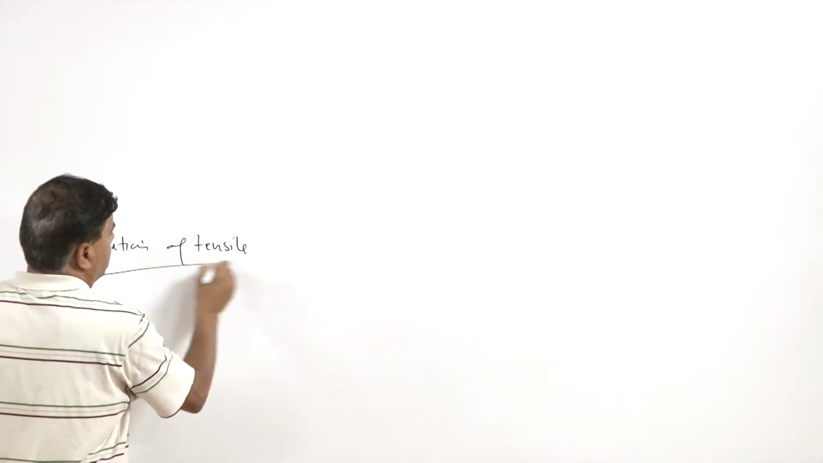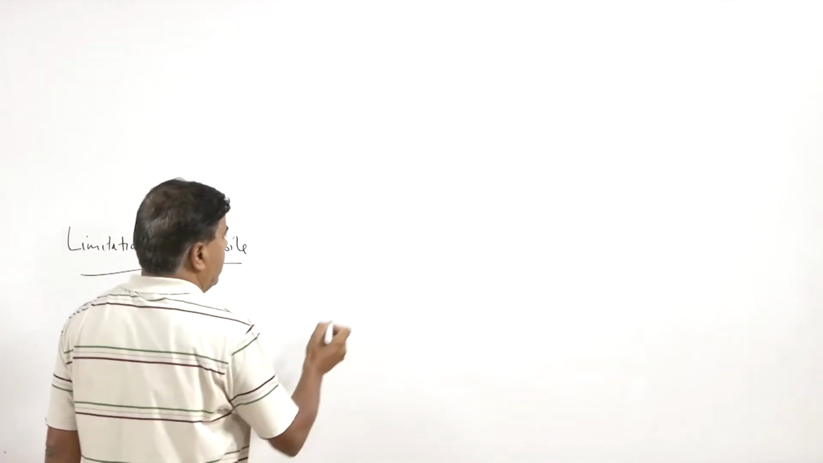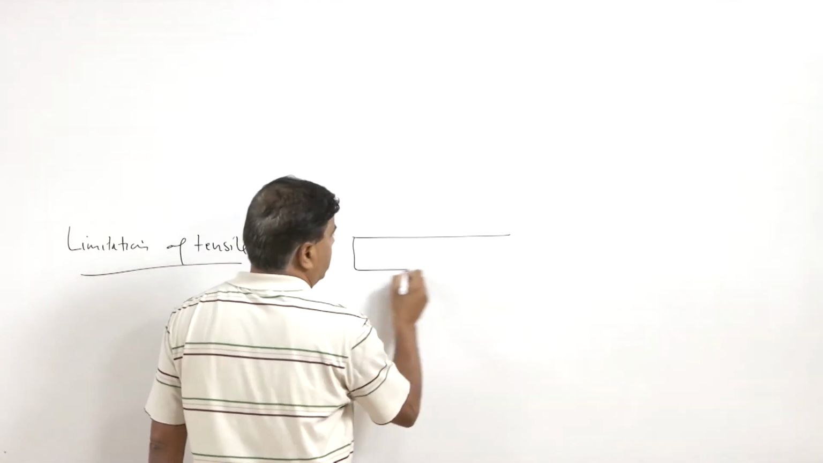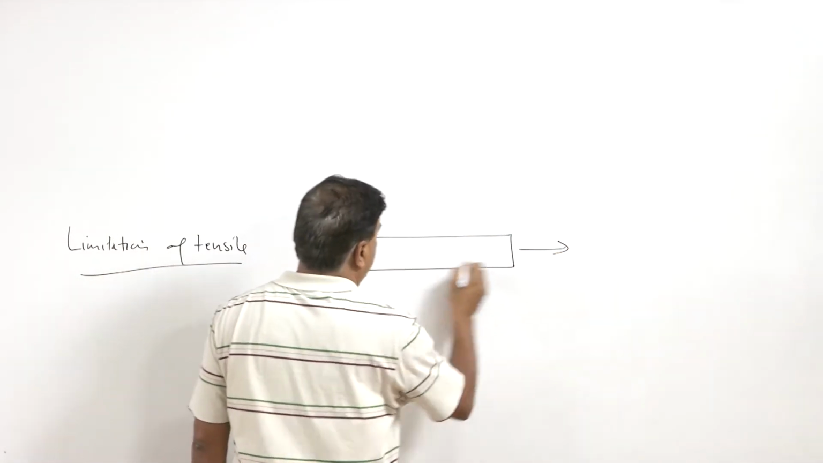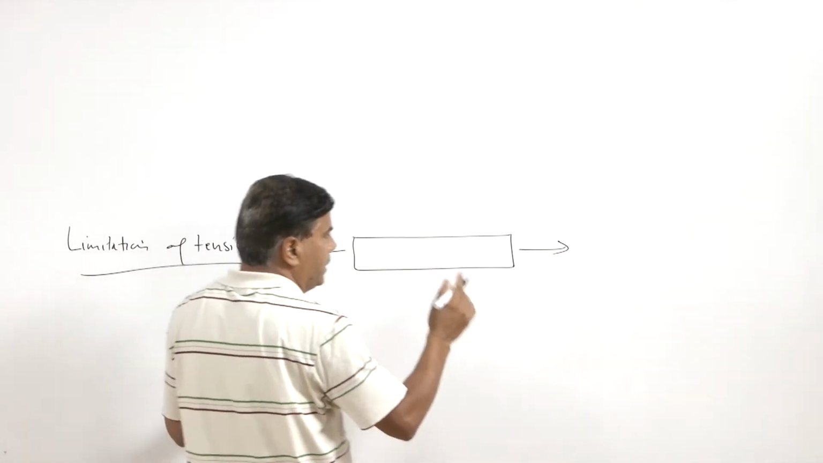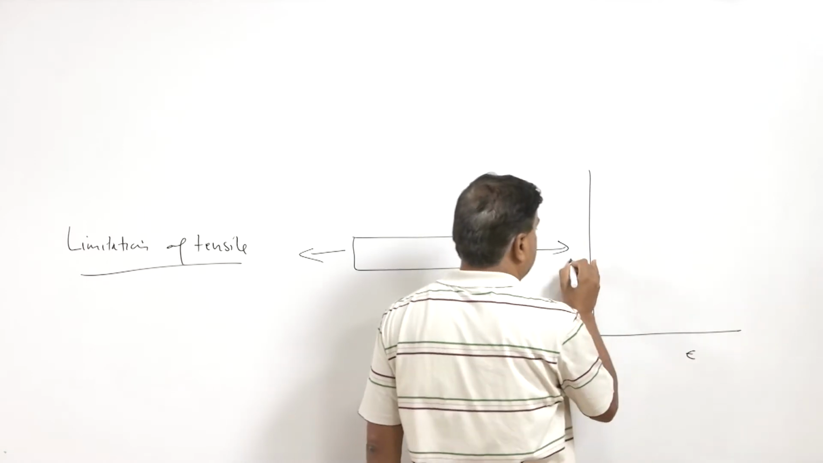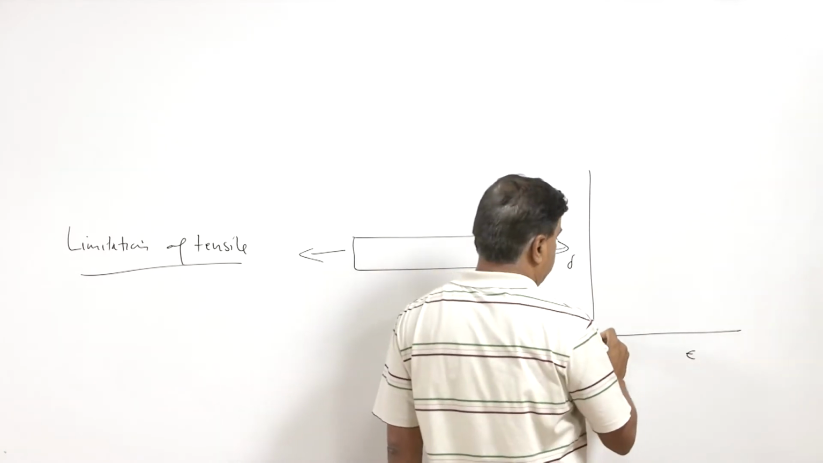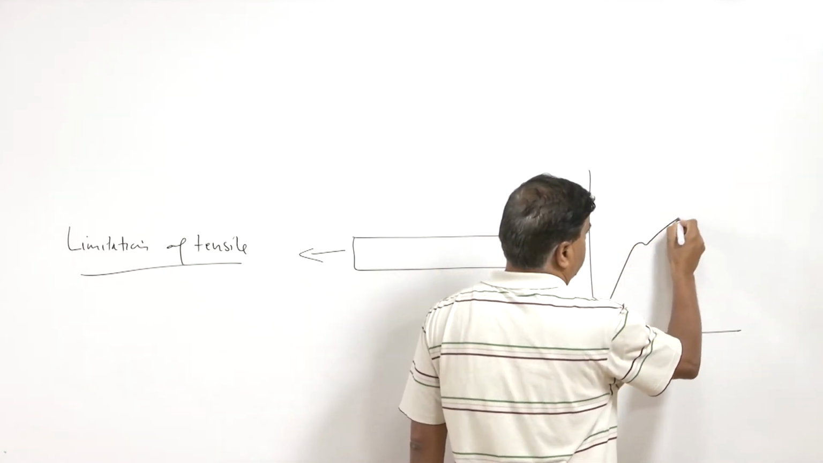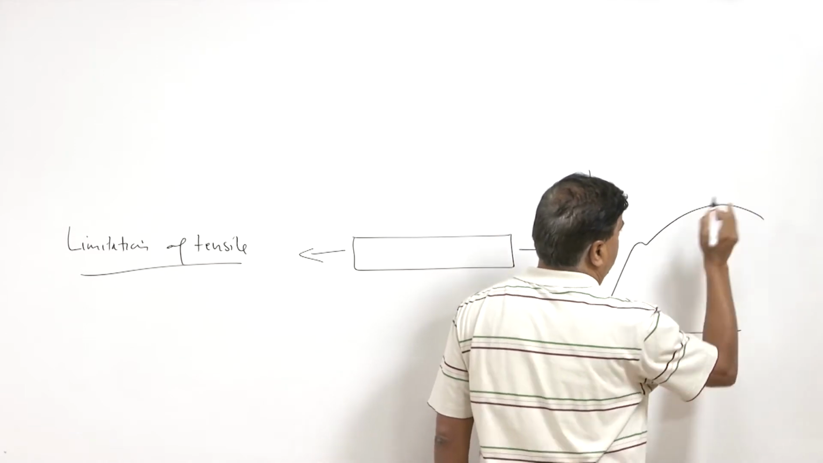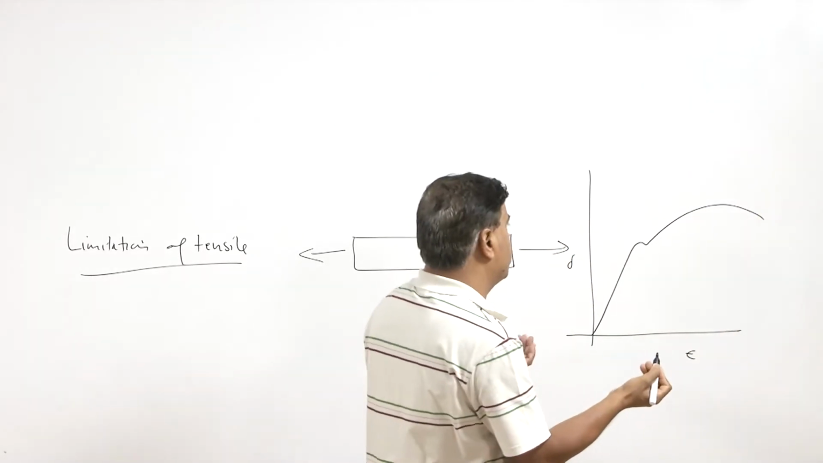We know that in the tensile test, this is the sample, and the load magnitude is increased gradually until fracture, wherein the stress and strain curve is obtained. This curve typically looks like this for a simple low carbon steel or mild steel.